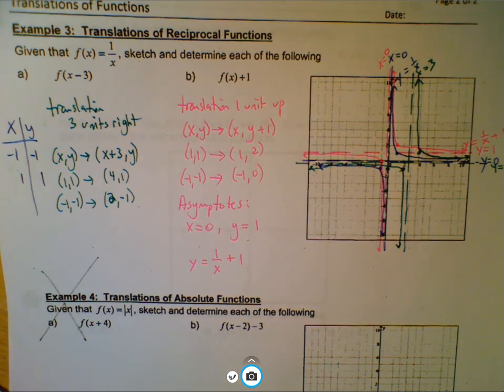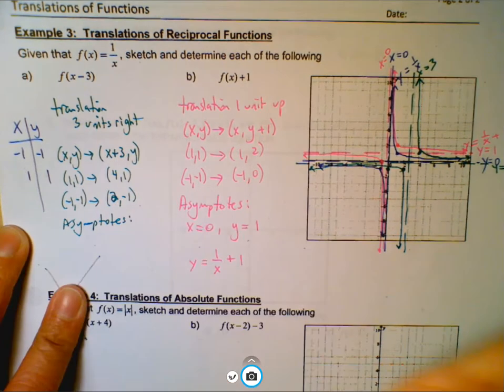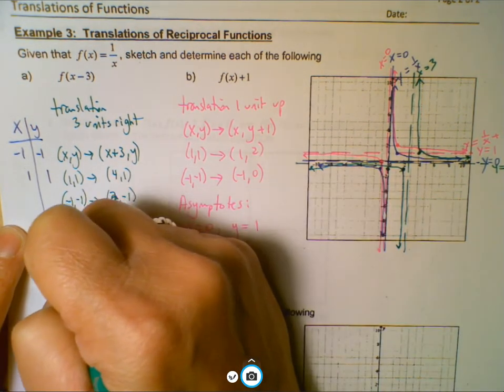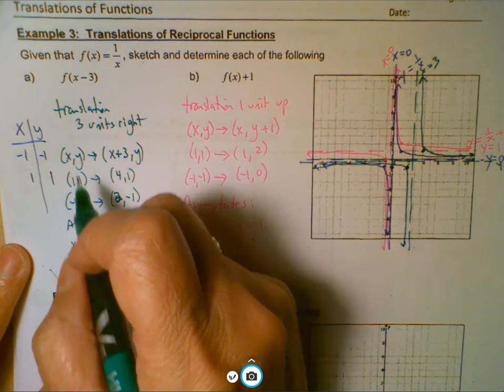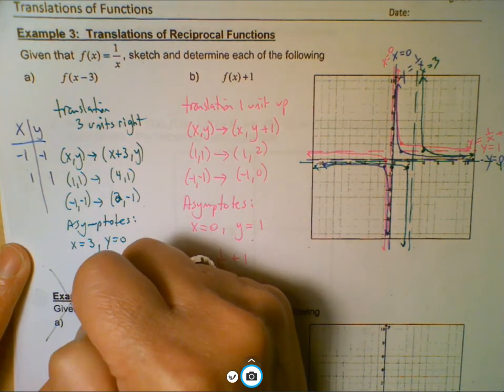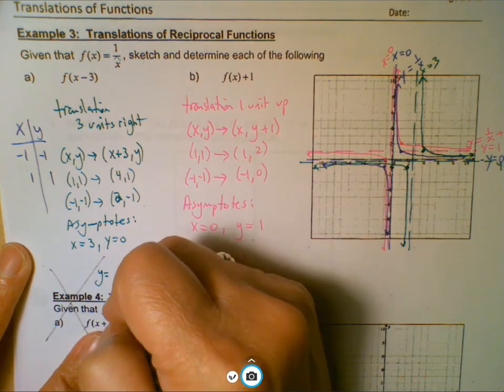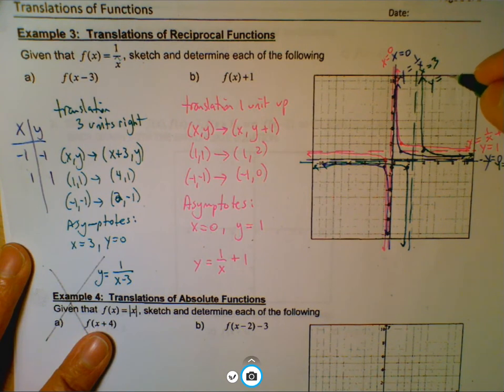Okay, and so our asymptotes, let's write this here. The horizontal asymptote hasn't changed, but my vertical asymptote has changed. All right, the last thing I have to do is write the equation. So f of x minus 3 is just taking x minus 3 and putting it in for x. So that's just 1 over x minus 3. So find an arrowhead somewhere, and we'll just label this. This is y equals 1 over x minus 3.